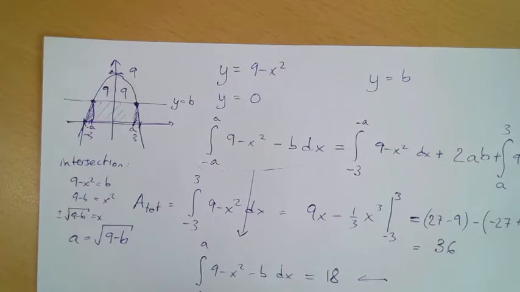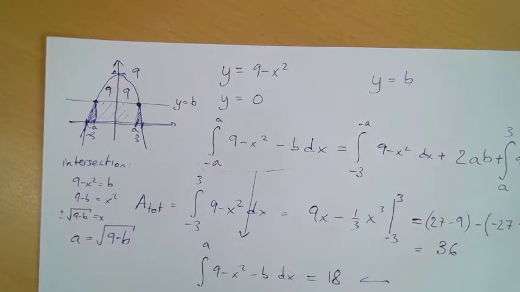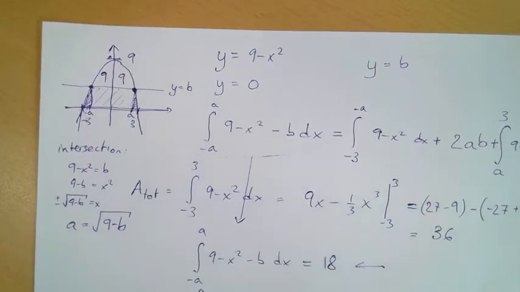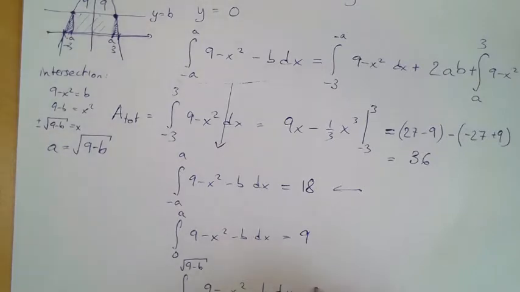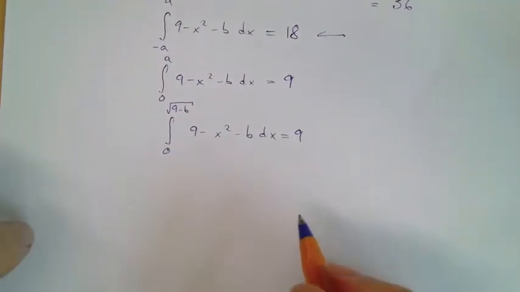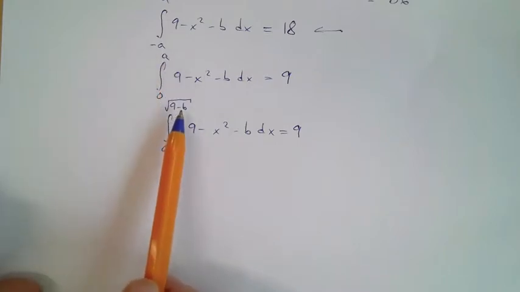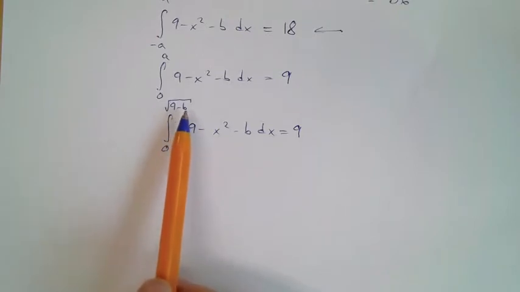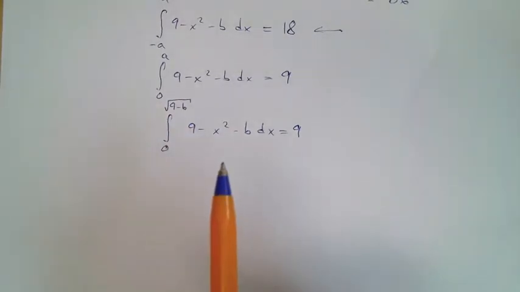I'm integrating from 0 to 9 minus b of 9 minus x squared minus b dx equals to 9. So all I've done here is just to substitute a. Now I know that a is equal to the square root of 9 minus b. I'm glad because I'm looking for b, so I'm happy if I can get rid of other variables that I don't know, or other unknowns that I would need to find.